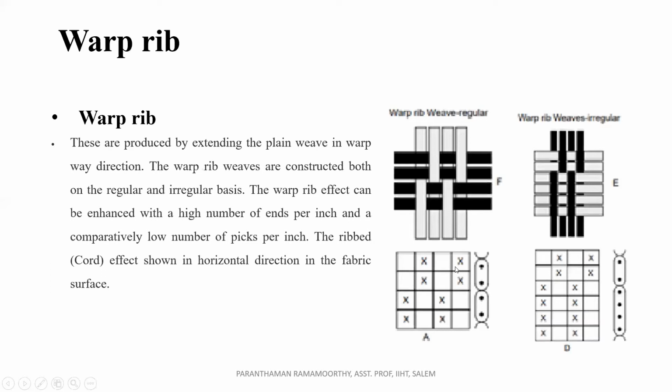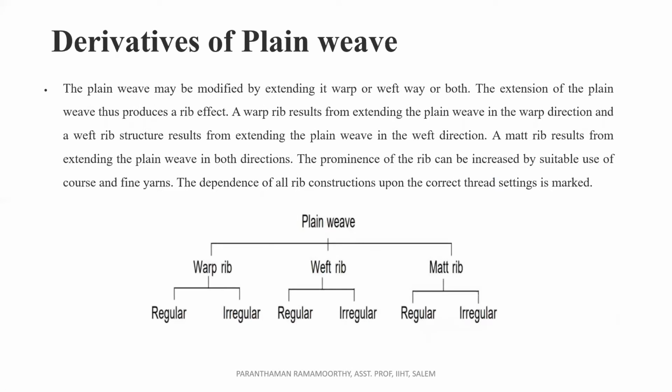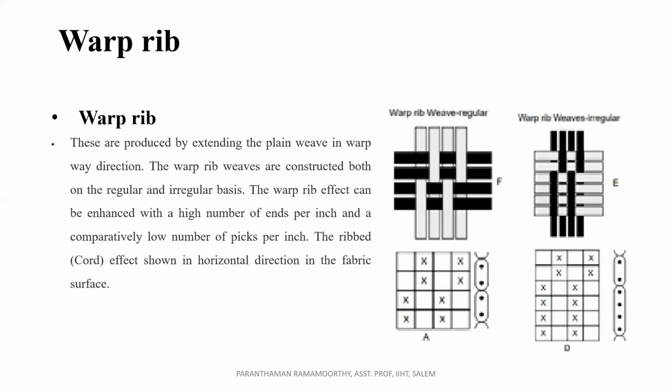Warp rib fabrics are produced by extending the plain weave in the warp way direction. The warp rib weaves are constructed on both regular and irregular bases. The warp rib effect can be enhanced with a high number of ends per inch and a comparatively low number of picks per inch. The rib or cord effect is shown in the horizontal direction on the fabric's surface.